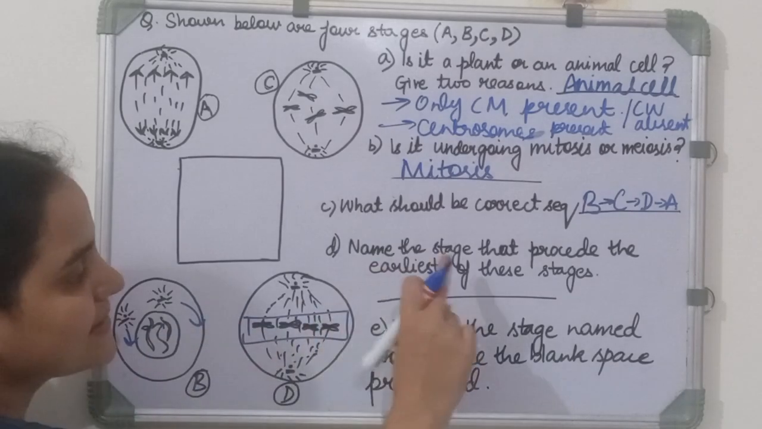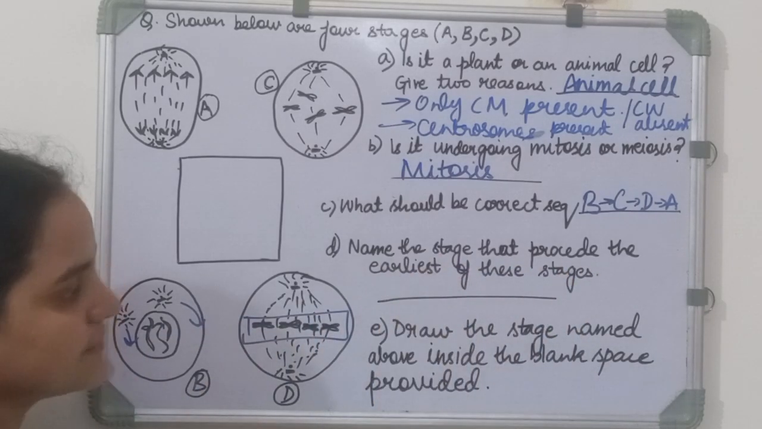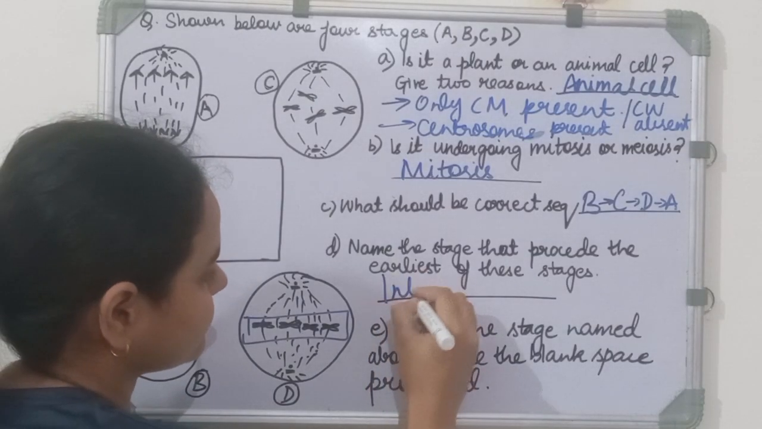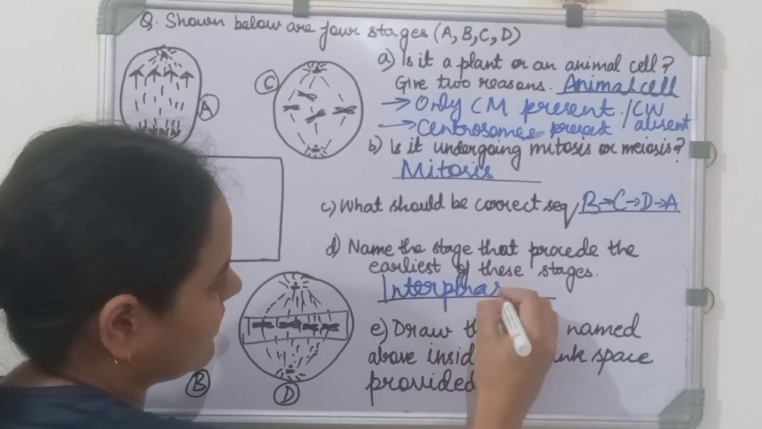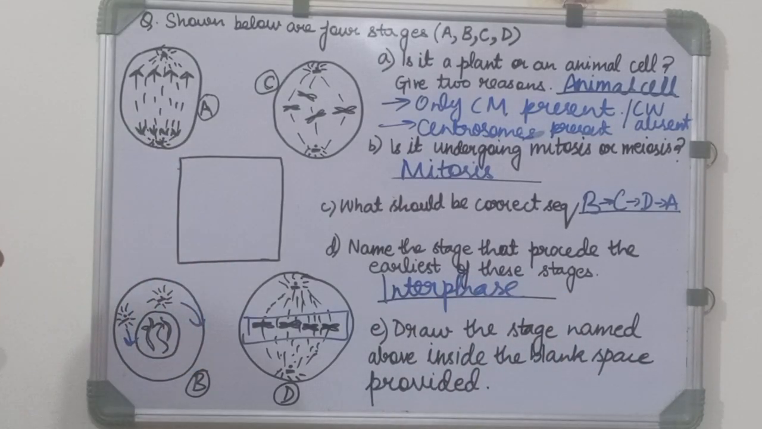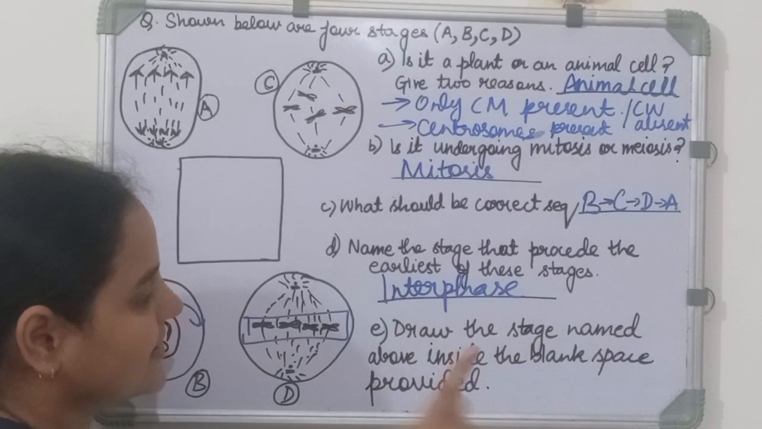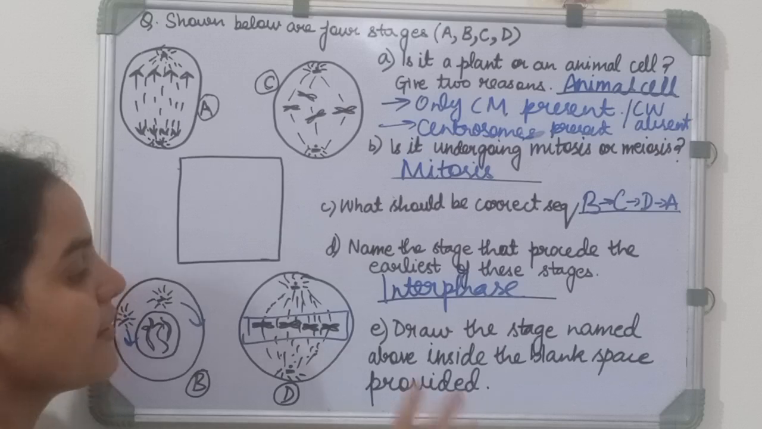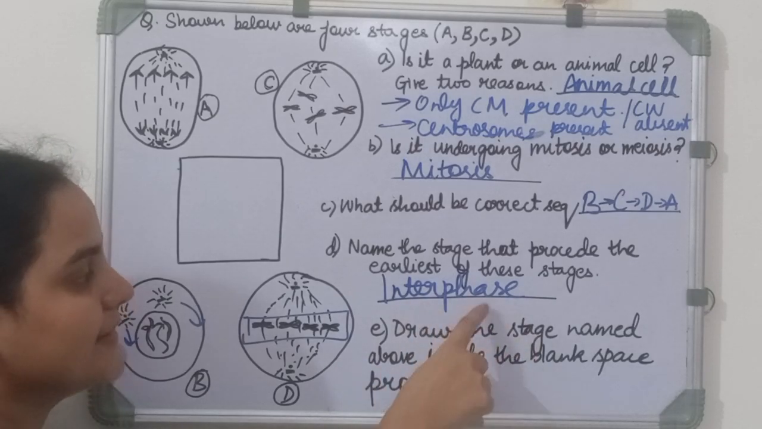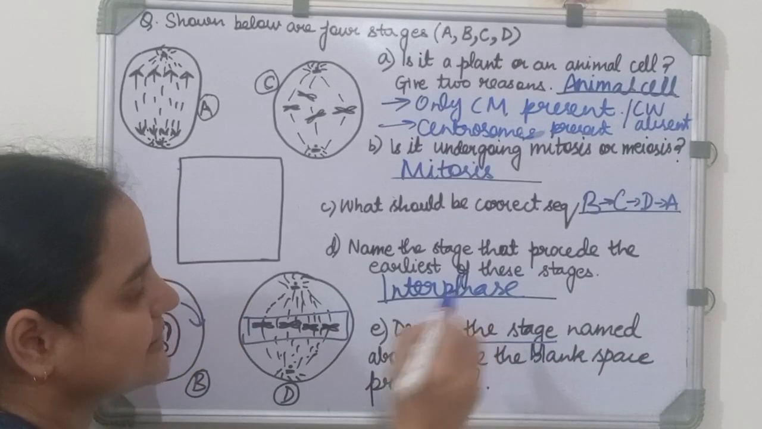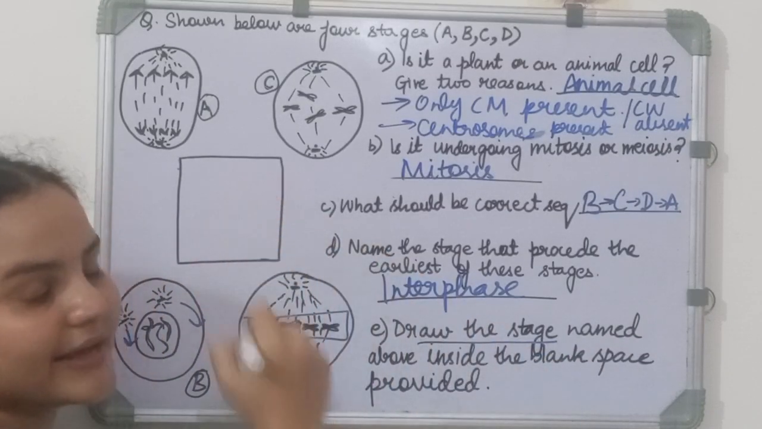Okay, now name the stage that precedes the earliest of these stages. It is asking before all these four stages, which stage comes the earliest. So that stage is known as interphase. Okay. Now, last part says draw the stage named above inside the blank space provided. So in the last part, we have to just draw the stage that we named in the previous question. So the stage is interphase and we have to draw that in this blank space which is provided.